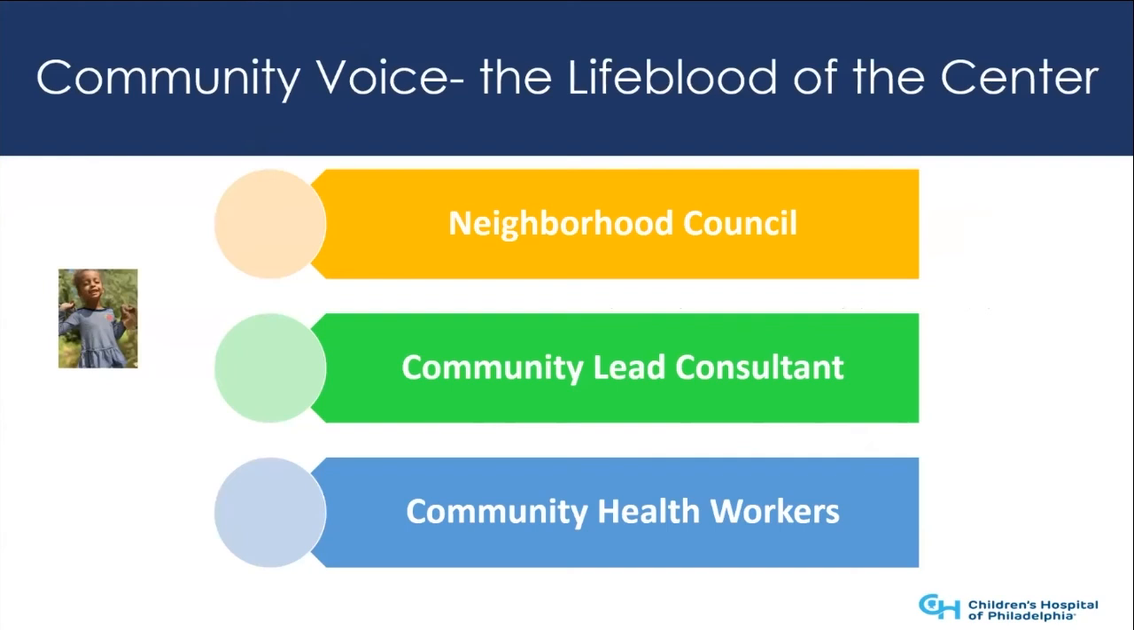So to get there, we really know we need the community voice as the lifeblood of our center. So to that end, we're going to have a neighborhood council, and the neighborhood council is going to really include folks who work for CHOP, who live in the neighborhoods and have been impacted by the systemic racist and structural practices in their neighborhood. There also we will, second iteration, add community partners to that as well. And then for our cores, we have community lead consultants, and I'll talk about cores in a second. And then community health workers will also be part of the community voice.